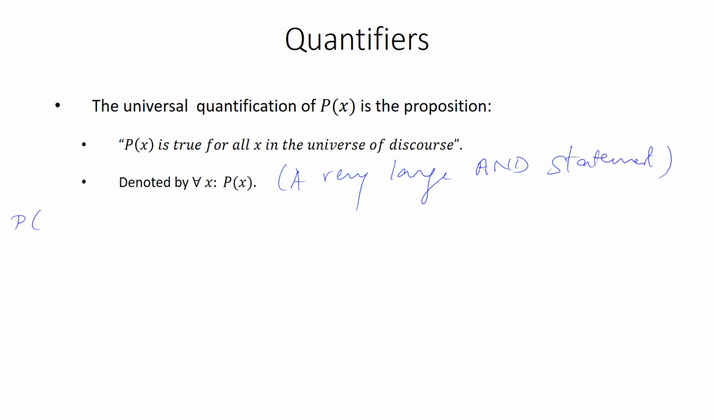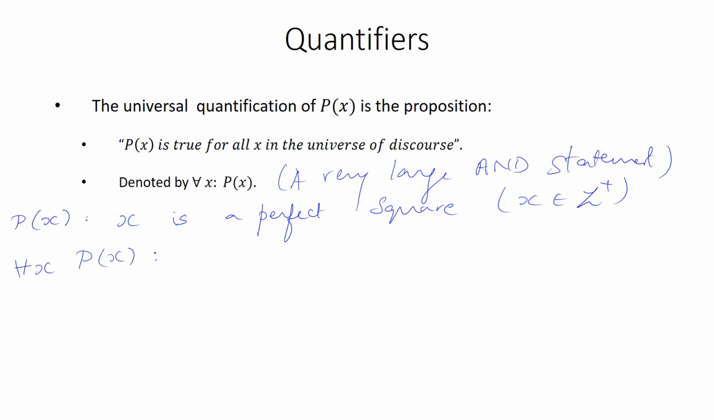For example, if we consider the predicate P of x, x is a perfect square, where the universe of discourse for x is Z plus, then the proposition for all x P of x is nothing but P of 1 and P of 2 and P of 3 and so on. Now we know that this proposition is false because P of 2 is itself false.